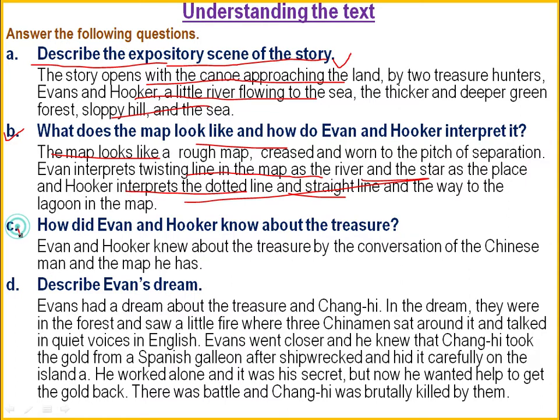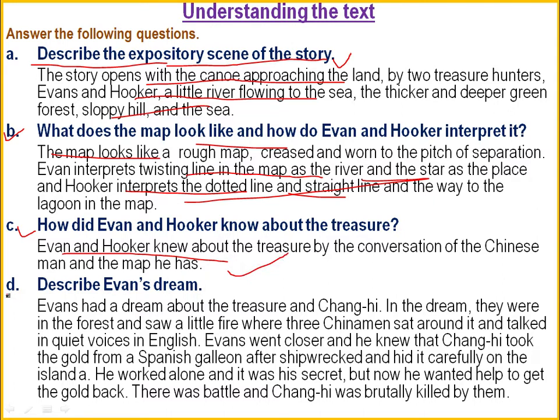Question number C. How did Ivan and Hooker know about the treasures? Ivan and Hooker knew about the treasures by the conversation of the Chinese man and the map he had.